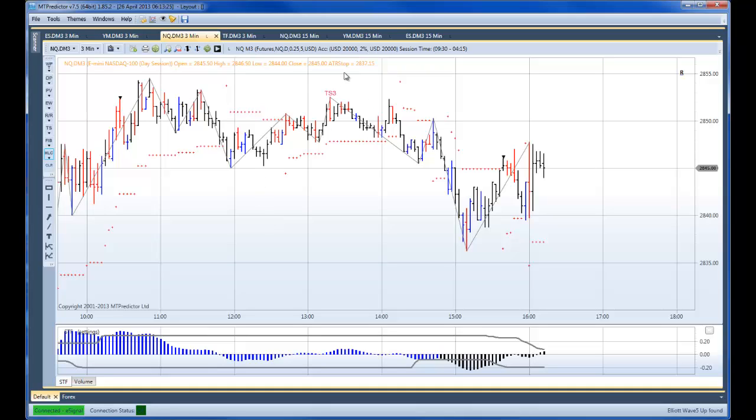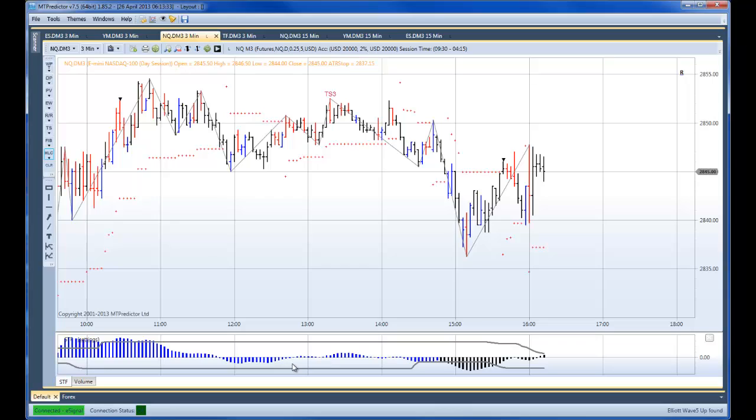As you can see here, we had a TS3 sell setup, but our STF color is blue, and normally for new MTPredictor traders we suggest using the STF color for our large degree trend. However, once you become more experienced, we can then use the 15-minute charts, and I'd like to show you a couple of examples of that in today's video.